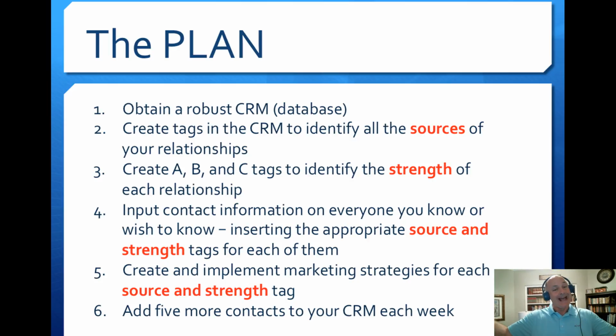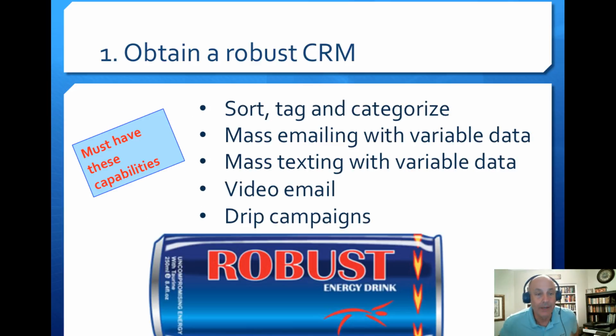So we're going to put on a massive effort in steps 1 through 4 to build this CRM, this customer relationship management program. But then once that massive effort is done, we're not done. We're going to continue to grow it, adding a minimum of 5 new contacts to that CRM every week. If we're going to work 50 weeks out of the next 52, that means we're going to add 250 additional relationships into our sphere of influence. Our success is guaranteed. So let's get into it one by one.